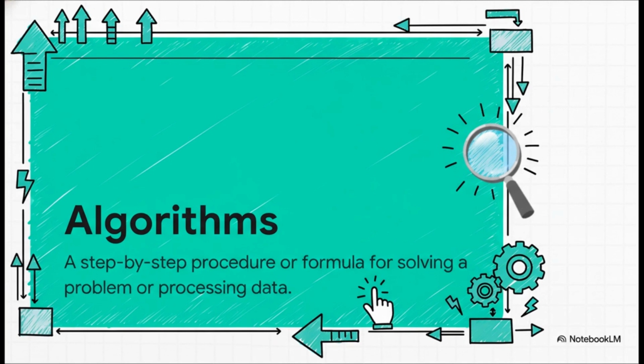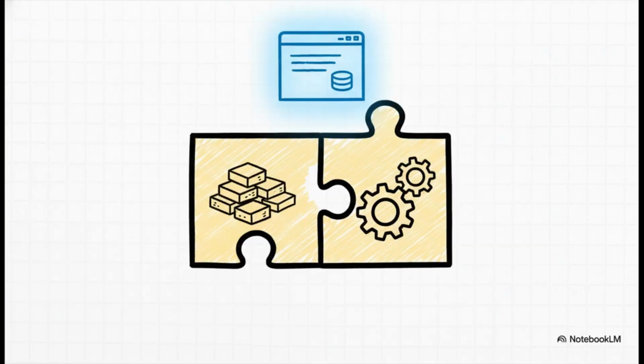And then you've got algorithms. So if data structures are the nouns, well, algorithms are the verbs. They're the set of instructions, the recipe that acts on the data inside those structures to get you the result you want. And here's the really crucial part. You can't have one without the other.